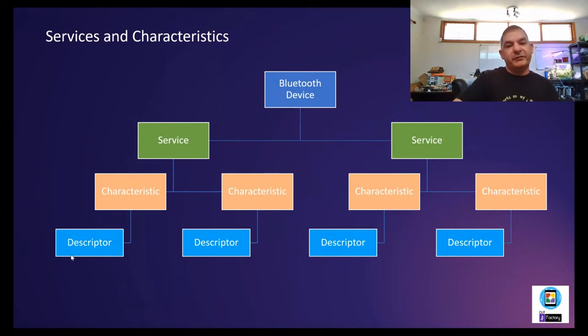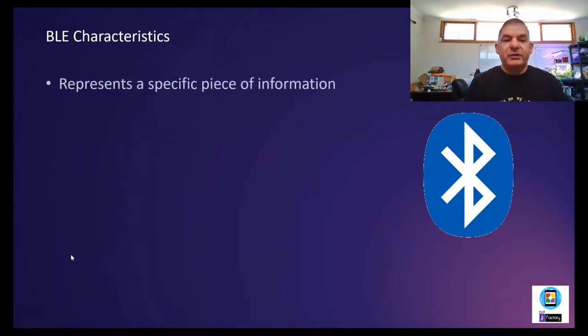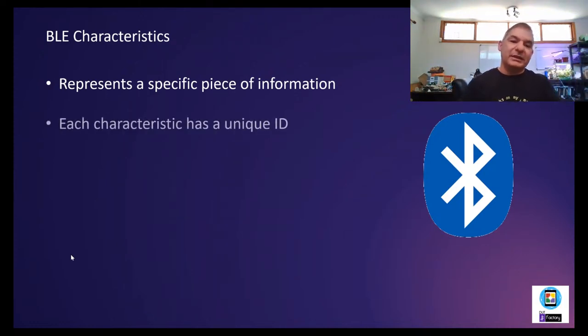When you query the device, it'll give you the list of services. Within the service, you can query the characteristic, and then the characteristic will self-describe via descriptor. Right, so let's have a look at what a BLE characteristic is. It's actually a piece of information, right? So it's there to represent data and a data endpoint where you can connect to.